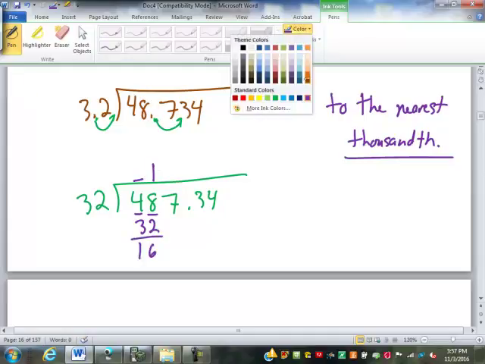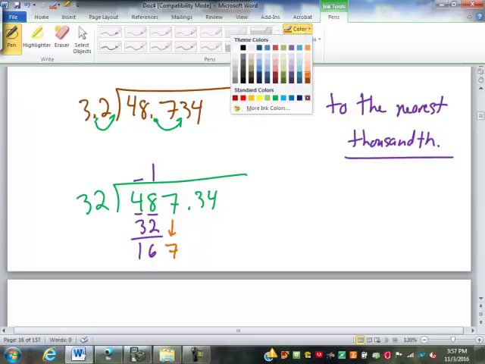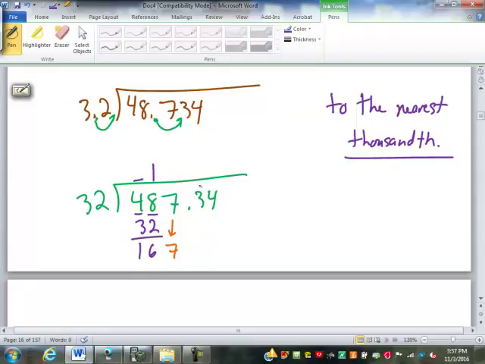I'll bring down my next digit, with a 7. Does 32 go into 167? 5 times. 5 times 32 is 160. We subtract, we've got 7 left.